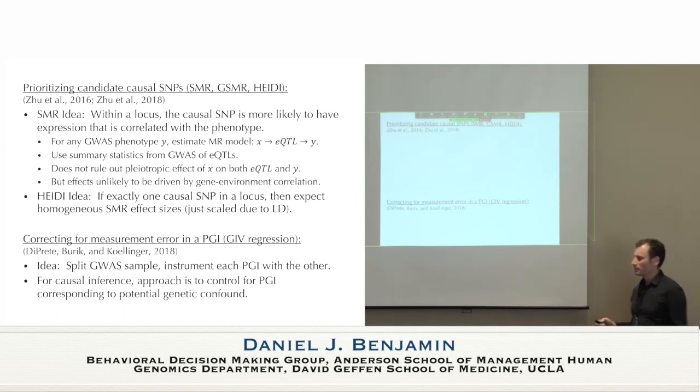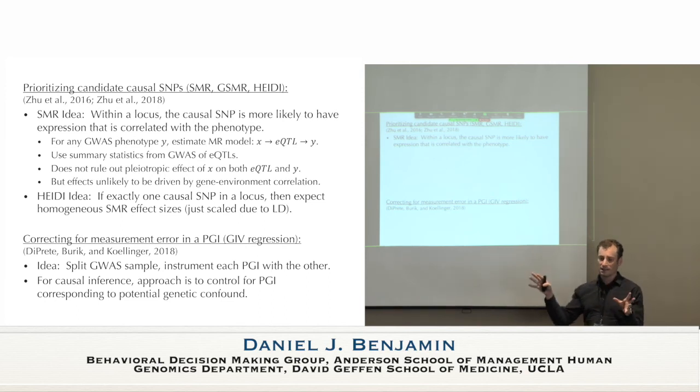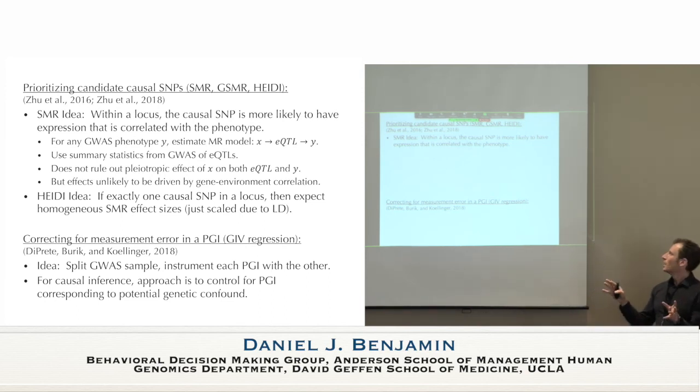The goal is you take your set of hits and say which ones are most likely to be functional SNPs. The basic idea of SMR is that within a locus of a whole bunch of correlated SNPs, where you don't know which one is truly causal, the causal SNP is more likely to have gene expression that's correlated with the phenotype. So what you do in SMR is you run a GWAS of your phenotype Y, and then you estimate an MR model where you use the SNP as an instrument for gene expression to look at the effect of gene expression on the outcome.